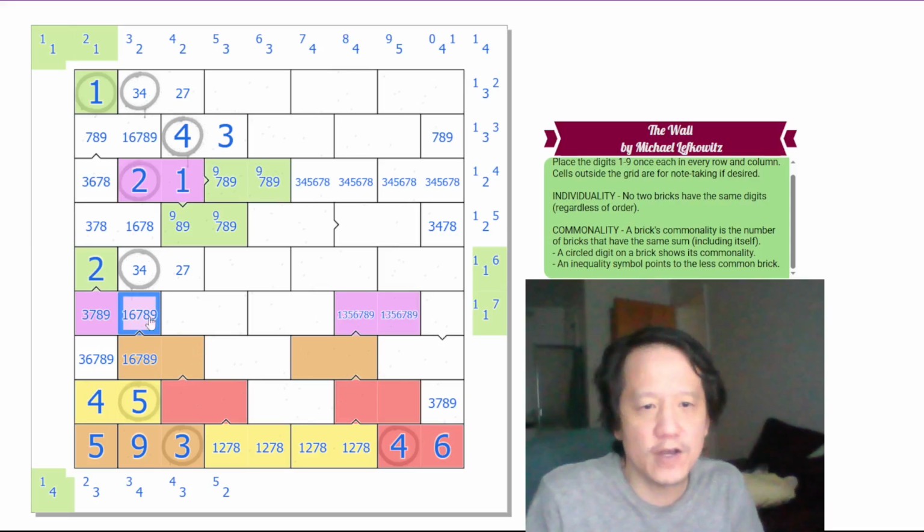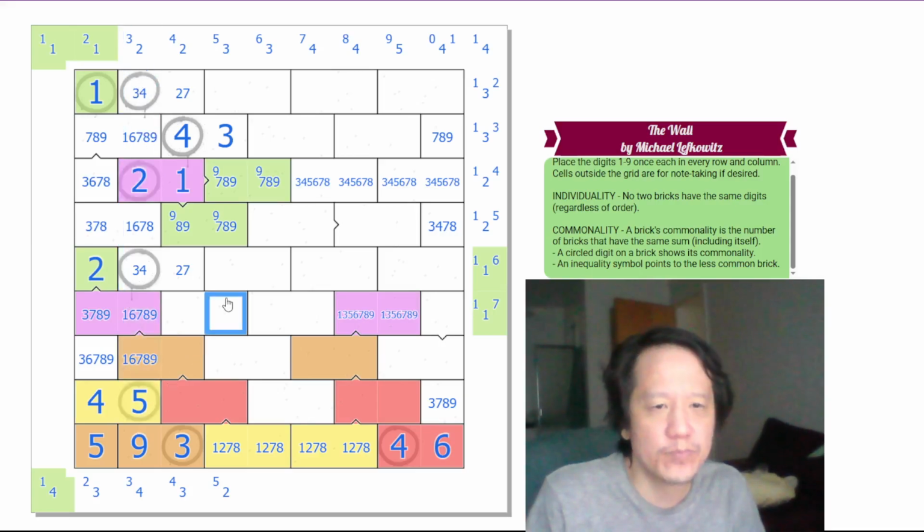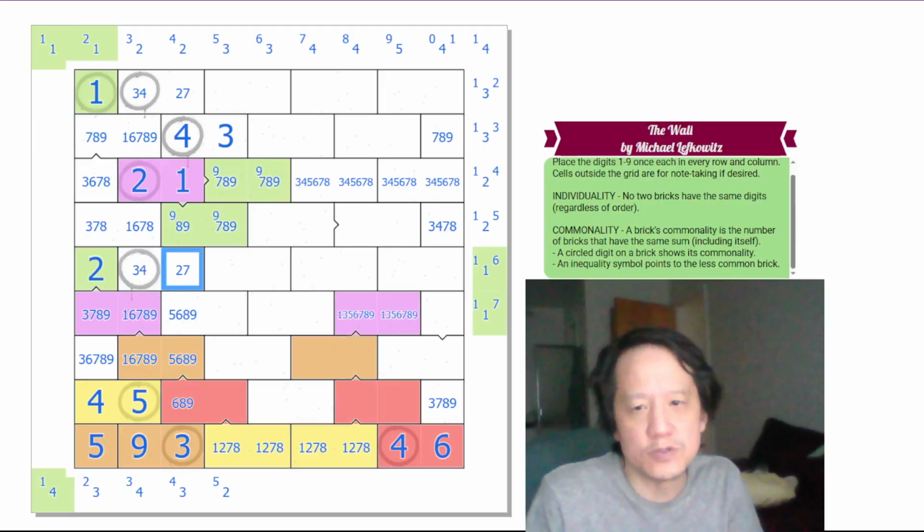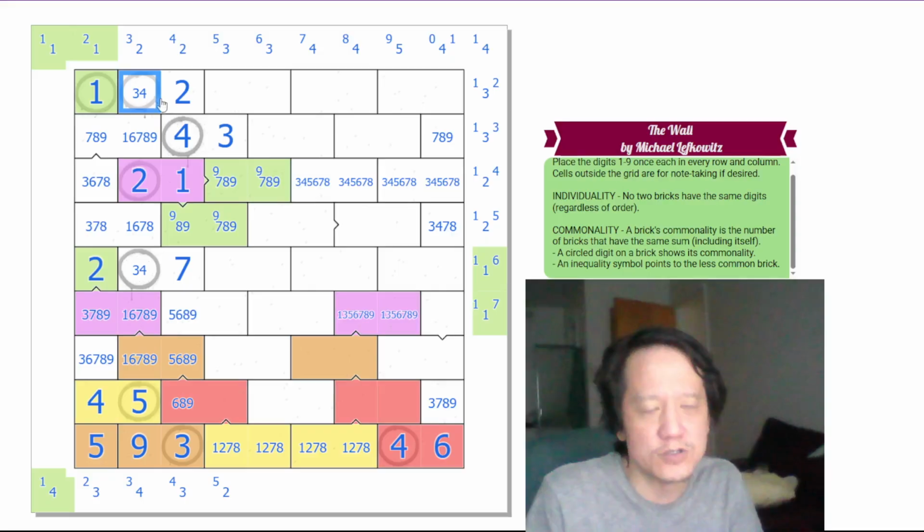This can't be 5 because of the 5 in the column. The rest of column 3 has to be what? 5, 6, 8, 9? 5 cannot be here. Yeah. This can't be 2, so this must be 7, which makes this 2. So this is 3 and 2, which is commonality 3, so that's orange. So we now have 5 oranges.